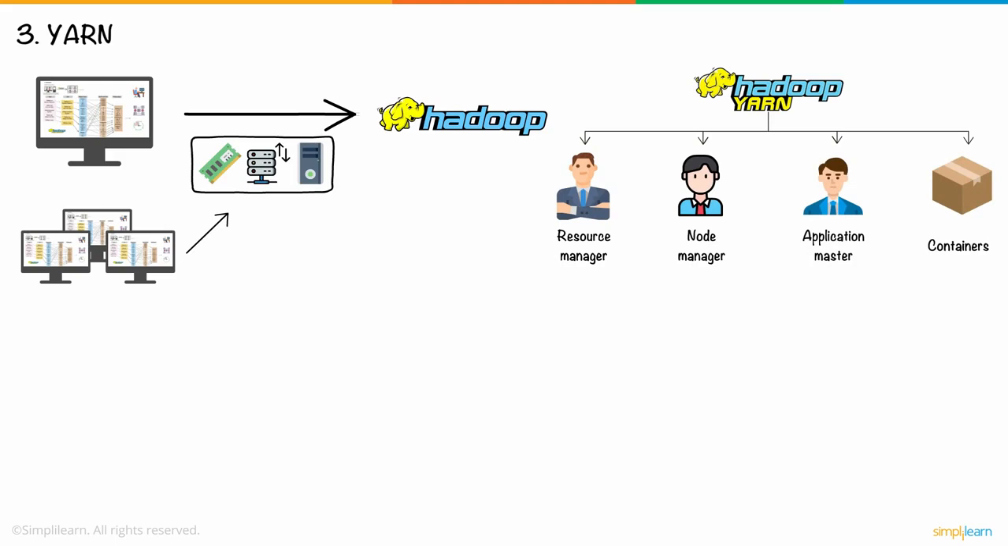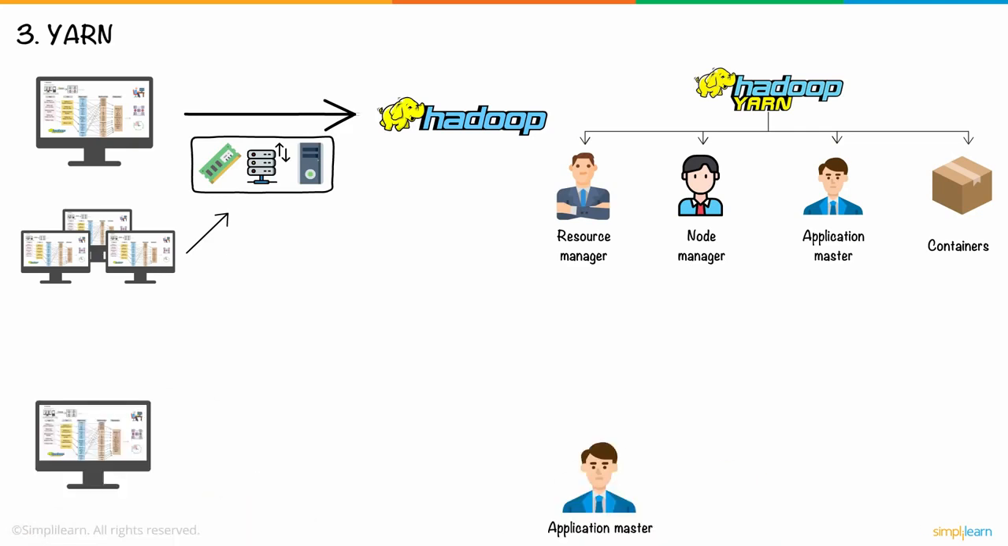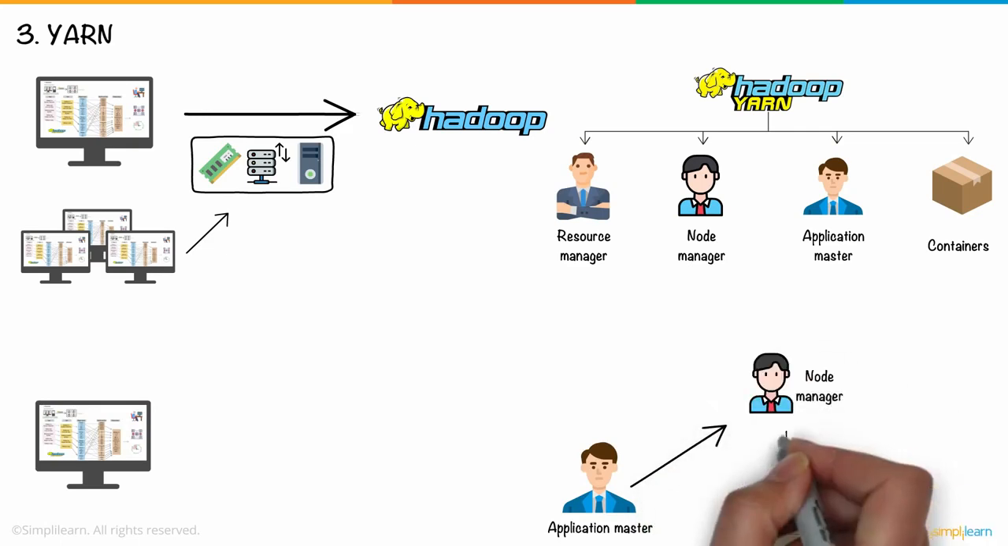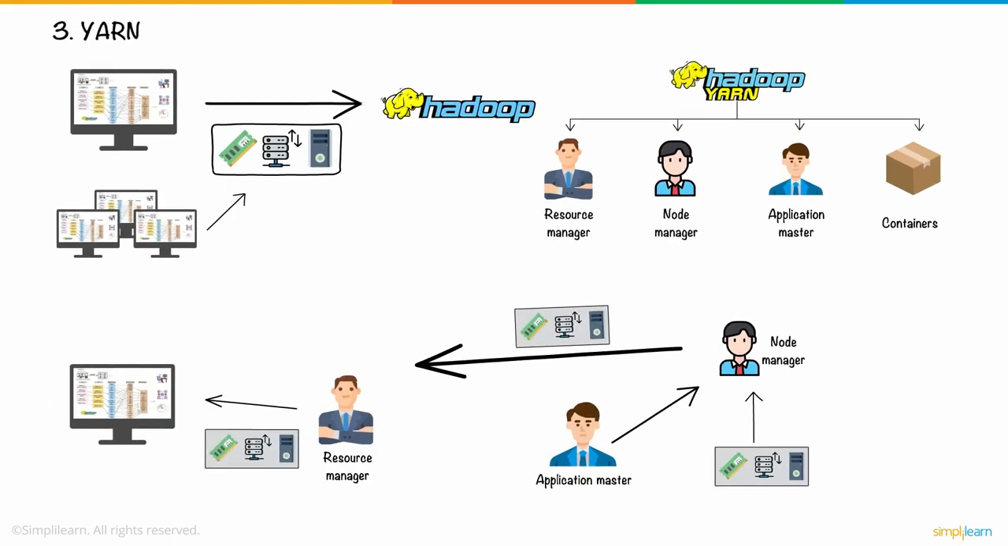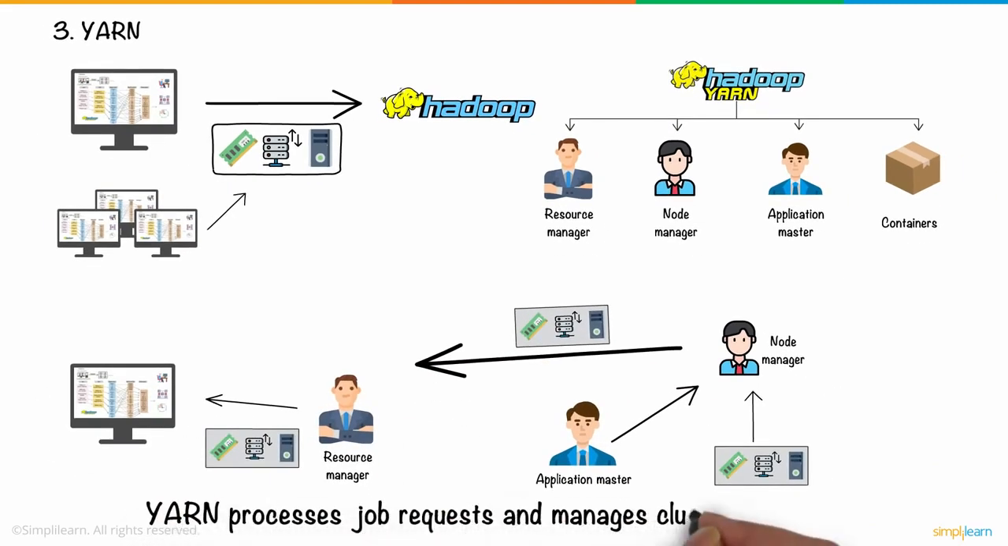The resource manager assigns resources. Node managers handle the nodes and monitor the resource usage in the node. The containers hold a collection of physical resources. Suppose we want to process the MapReduce job we had created. First, the application master requests the container from the node manager. Once the node manager gets the resources, it sends them to the resource manager. This way, Yarn processes job requests and manages cluster resources in Hadoop.